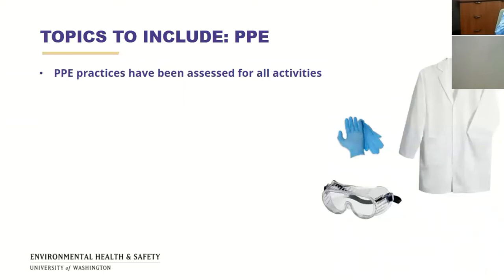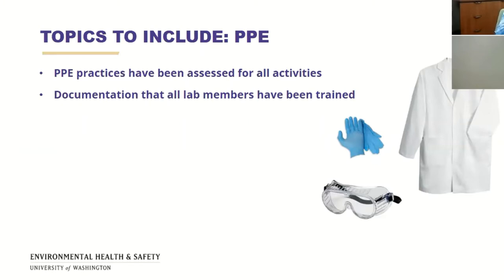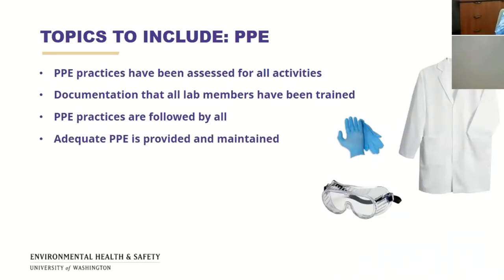Review of PPE practices and materials is an important topic for self-inspections. Check that PPE practices for all current activities have been assessed. Make sure that there is documentation that all your lab members have been trained on your PPE practices. Check to see if your PPE practices are being followed by people working in the lab. Check that your PPE is an adequate amount and is maintained in good condition.